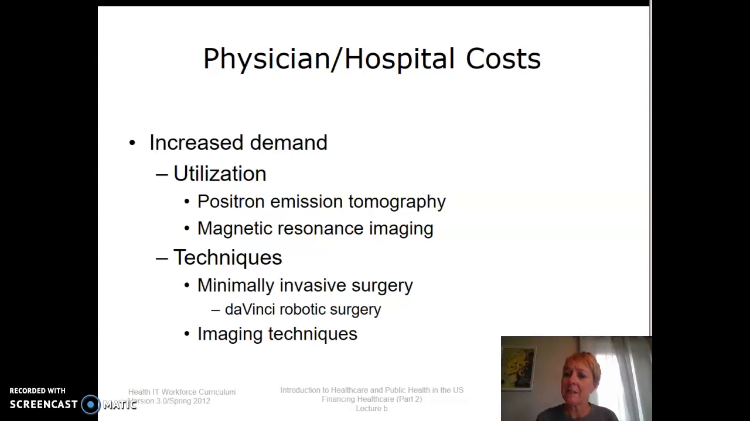One of these is the Da Vinci robotic surgery, where the physician actually uses a robot to go in and perform the surgical procedure. The physician stands outside the room. Those robots are not inexpensive. But why do they use them? Better outcomes, decreases the risk of infection, decreases complications, a shorter hospital stay. So the technology costs money and it saves money. New imaging techniques also drive up cost.